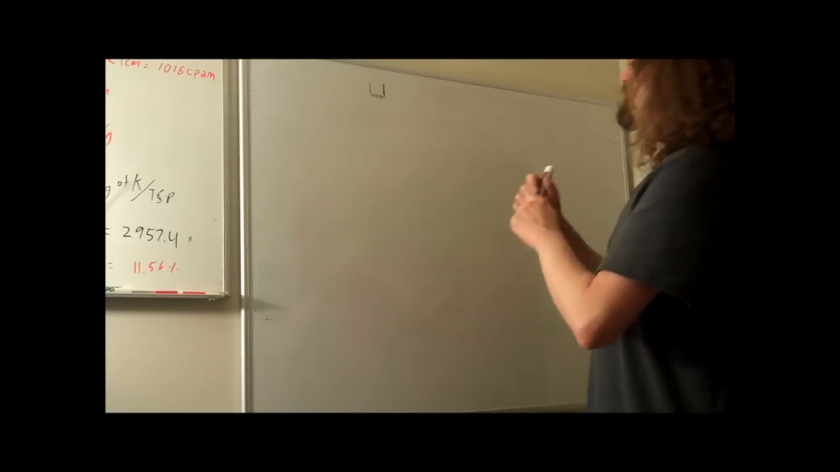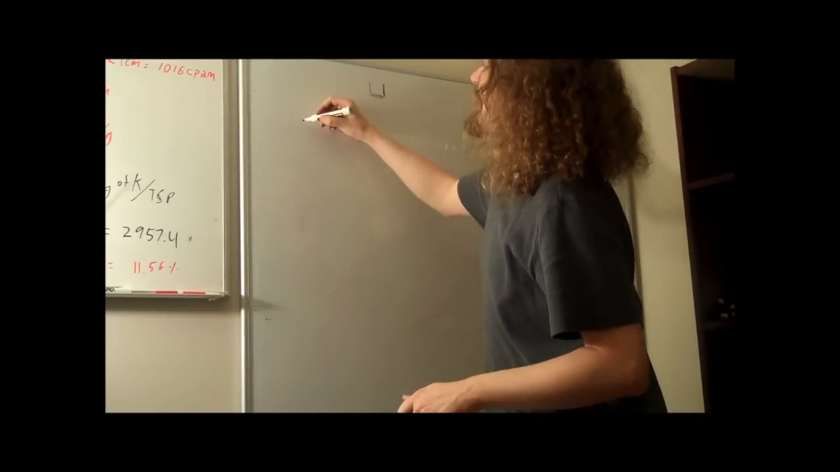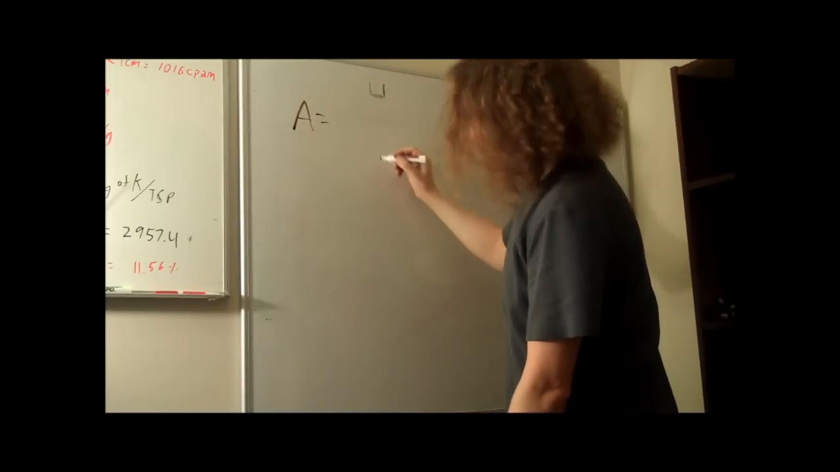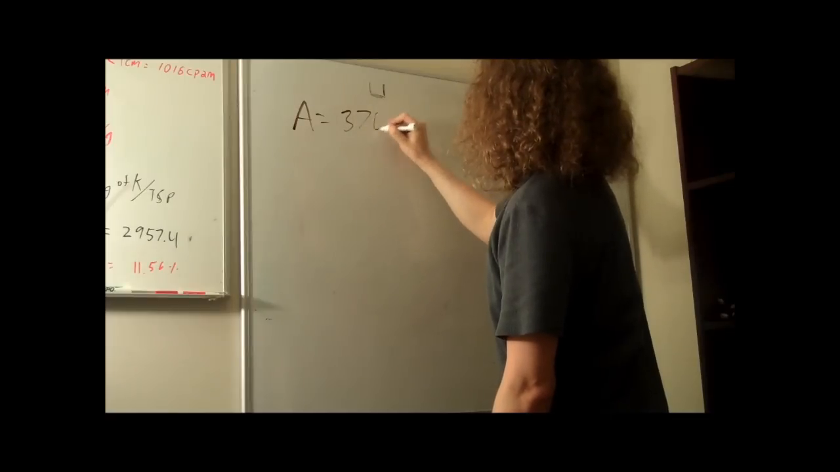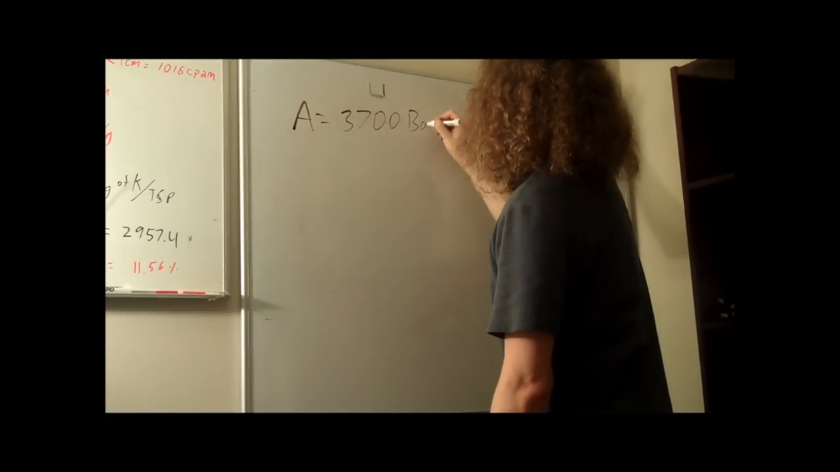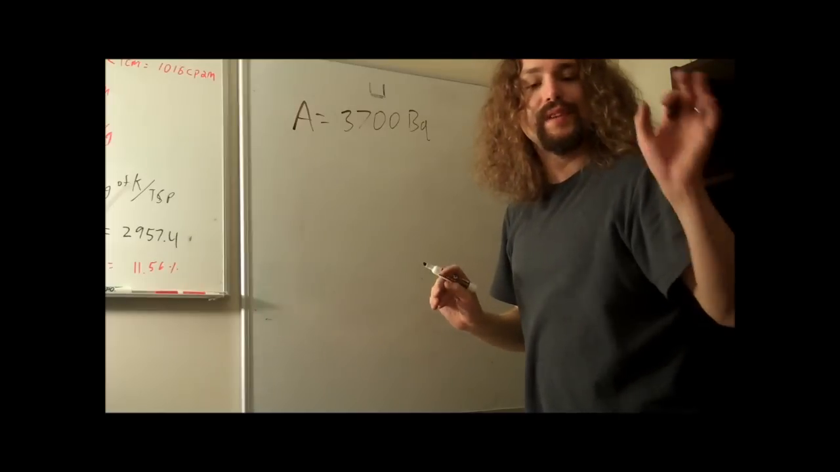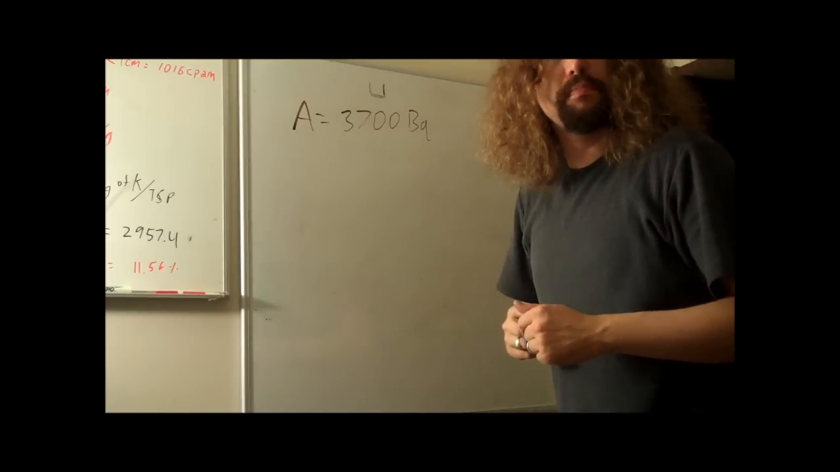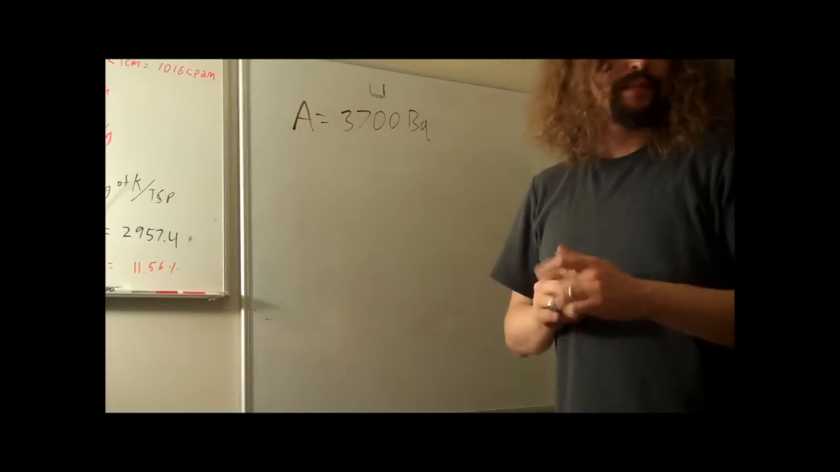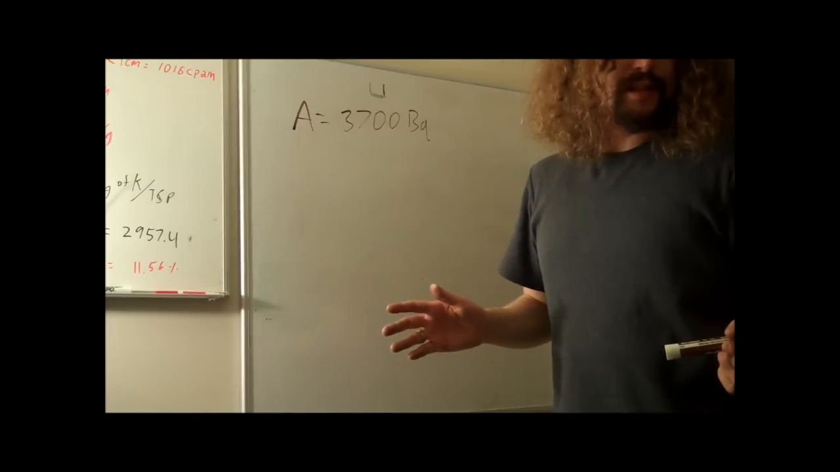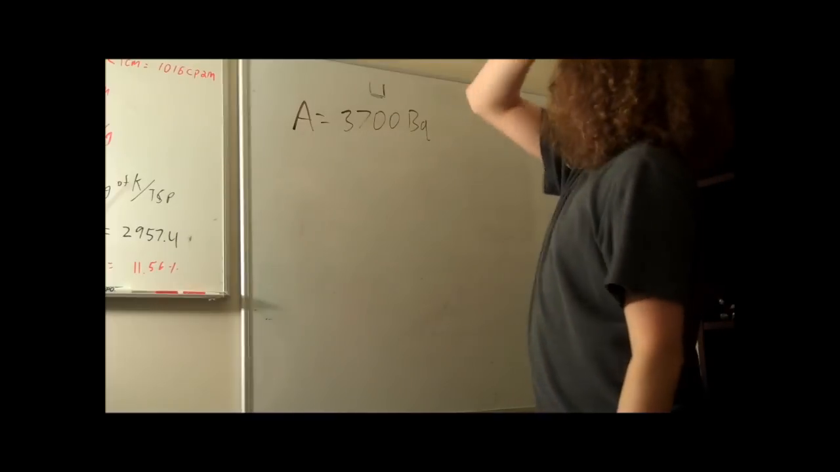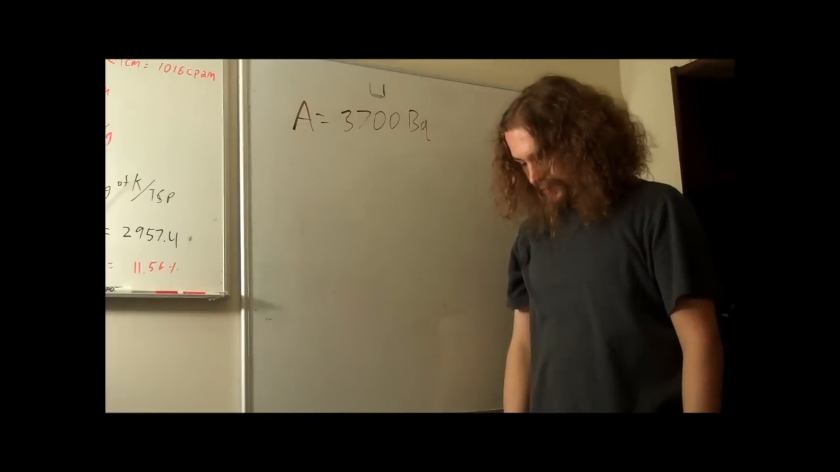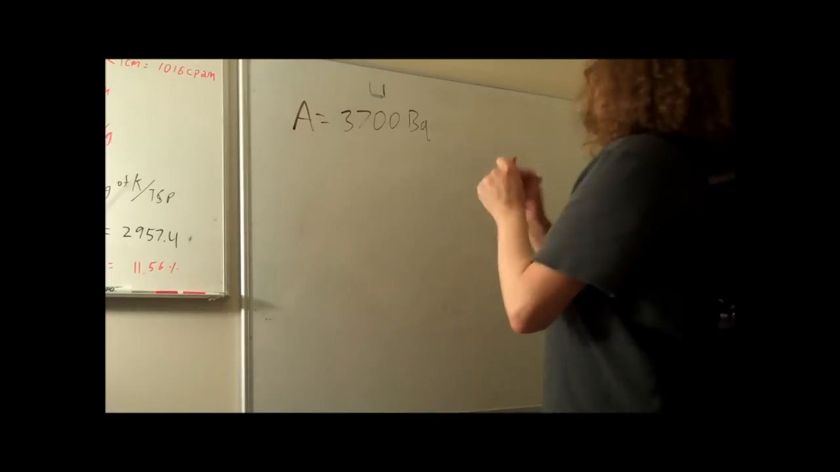Alright, so the activity of polonium-210 is equal to 3,700 becquerels. Let us rephrase, the activity of my sample, and this is 0.1 microcurie, naturally. That makes sense. Okay, so there it is, 3,700 becquerels.